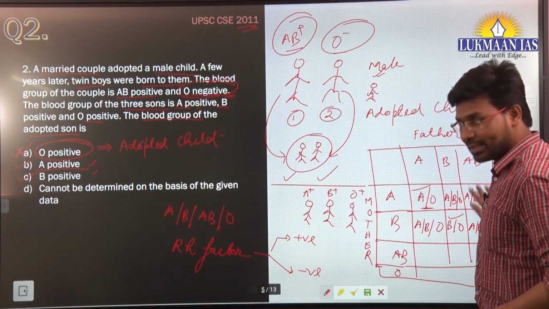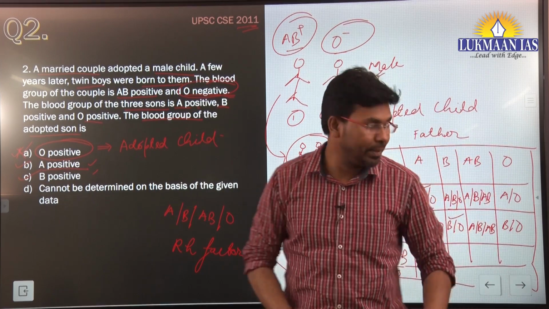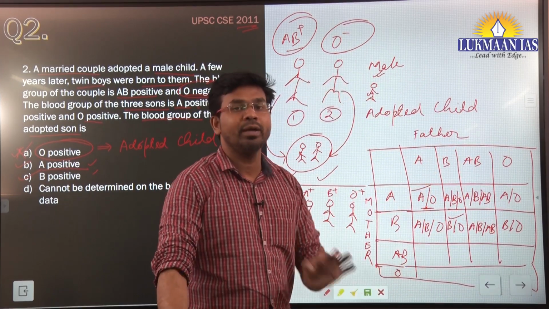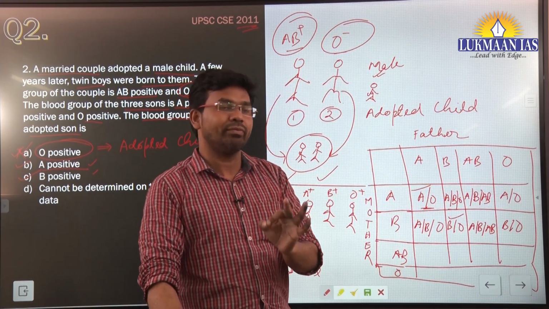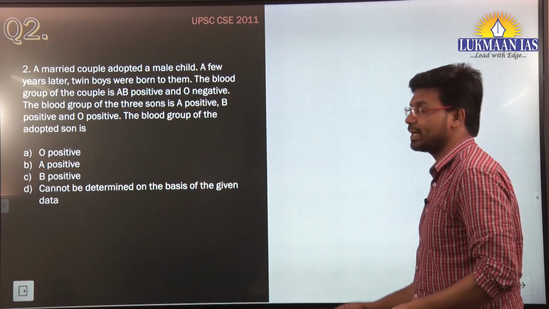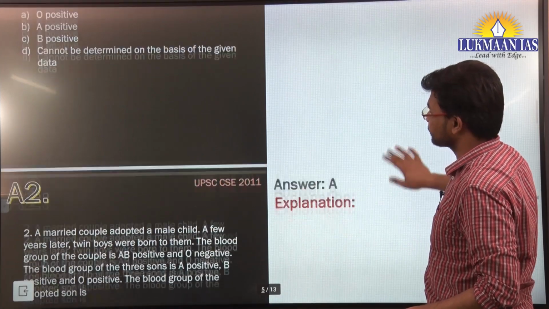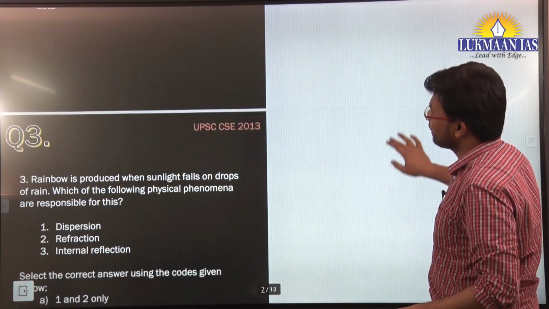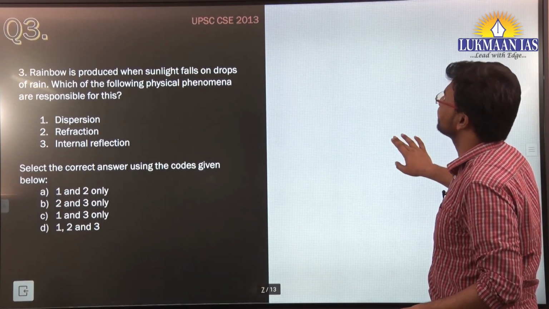And about this, for many of you it may be difficult at this point of time, but you just need to revise the NCERT books on biology. You will be able to understand it easily. Okay. So with this, now let us take another question for the day.